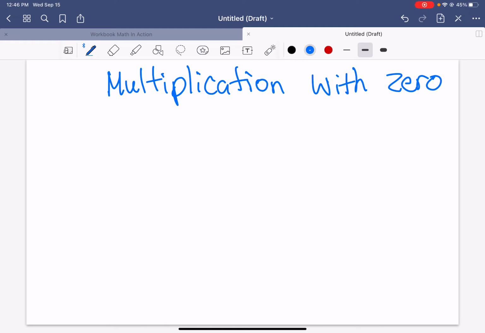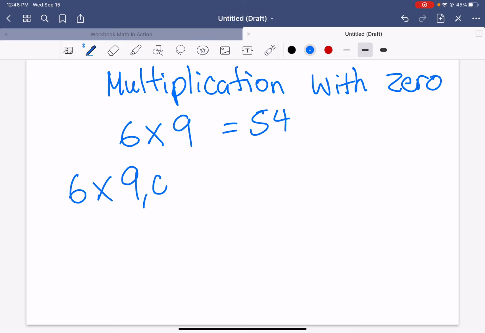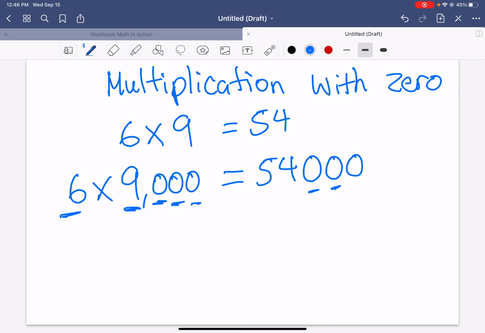All right, multiplication with many zeros, right? So if I have 6 times 9, right? 6 times 9 equals 54. What if I have 6 times 9,000, right? Again, we have 6 times 9. 6 times 9 is 54. How many zeros do we have? We have 1, 2, 3. We're going to add 1, 2, 3 zeros. All right, always add back your zeros.